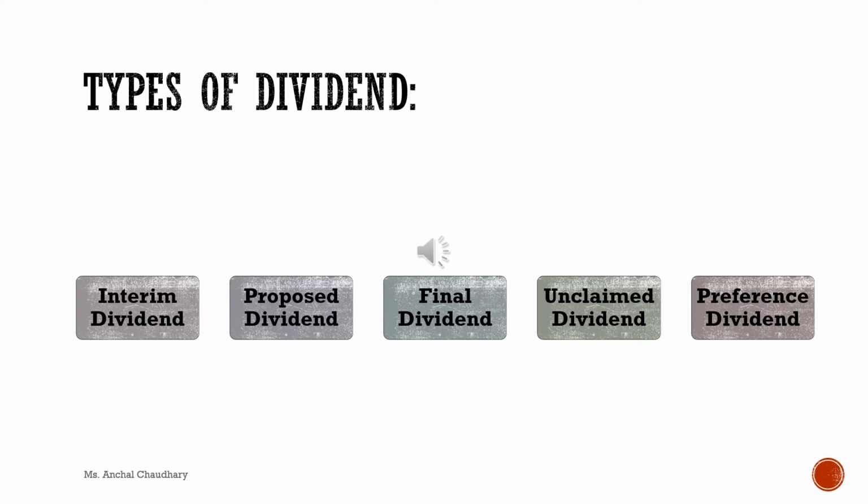Next is your final dividend. So final dividend is a kind of dividend which has been declared and paid on the basis of final accounts at the end of the year. So that is your final dividend. What you get at the end of the year, that is your final dividend. If any interim dividend is paid, it must be remembered that interim dividend must not be adjusted against the final dividend when the latter has been declared.